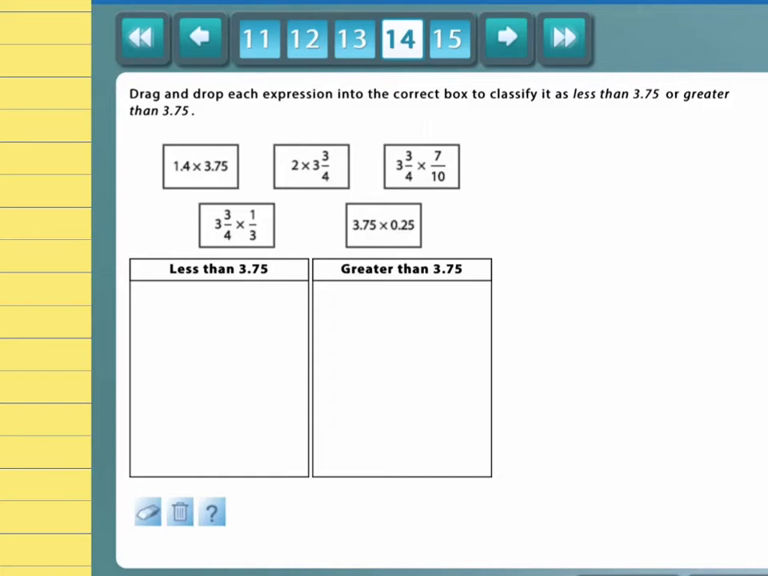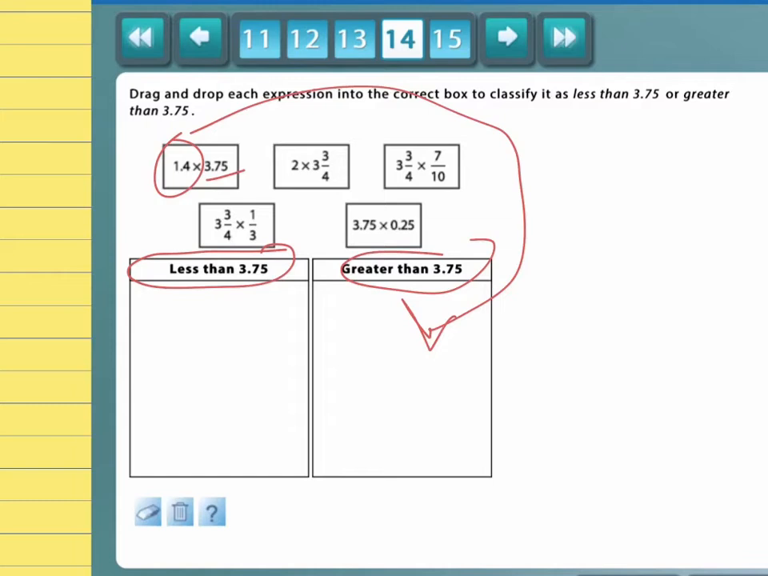Question 14 is very simple. We're basically just saying, is it going to be greater or less than 375? So the way we figure this out is, what are we multiplying 375 by? Is that number going to be greater than 1 or less than 1? That's going to show us the difference. So 1.4 is greater than 1, so we're going to put that there.